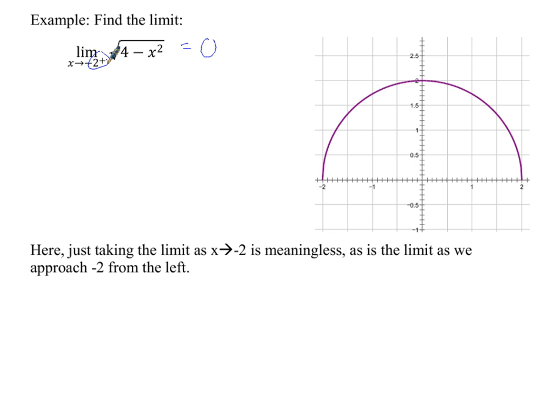Same thing is true if we go the other way. The limit here would also be 0 as we're approaching from the negative side. Okay, so that's all I wanted to say there.